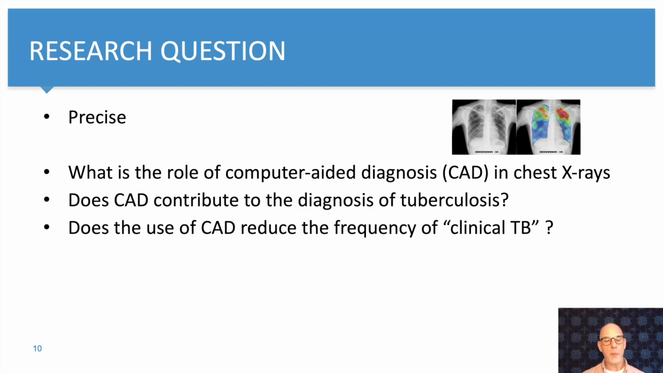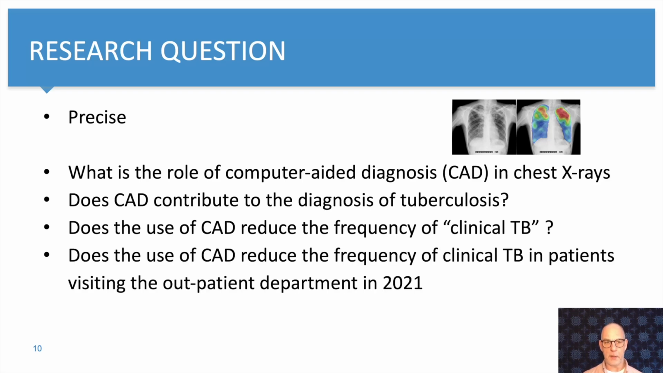Well, maybe we can rephrase it as does the use of CAD reduce the frequency of clinical TB? Here I'm clearly more specific about which type of tuberculosis I'm talking about, and also I add a measure of frequency. But in which patients am I looking? Here I add that at least I'm looking at TB patients that present in the outpatient clinic in 2021, even with a clear time frame, because outpatients are completely different than inpatients with tuberculosis.